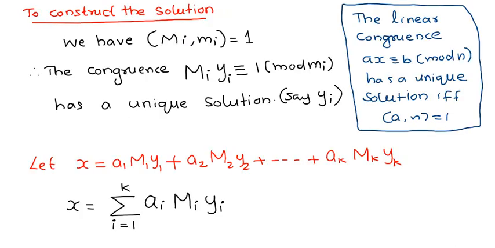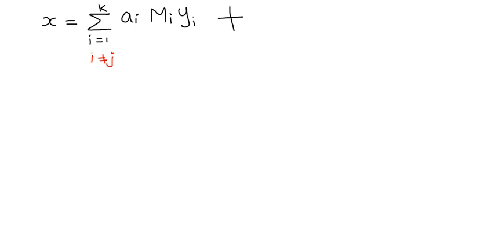We can write x as the sum for i from 1 to k of ai Mi yi, where i is not equal to j, plus the jth term separately, aj Mj yj. We take the jth term separately.